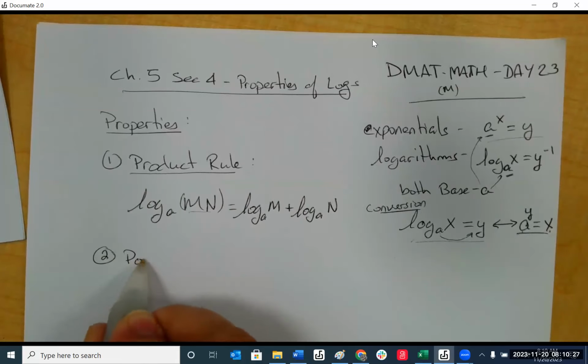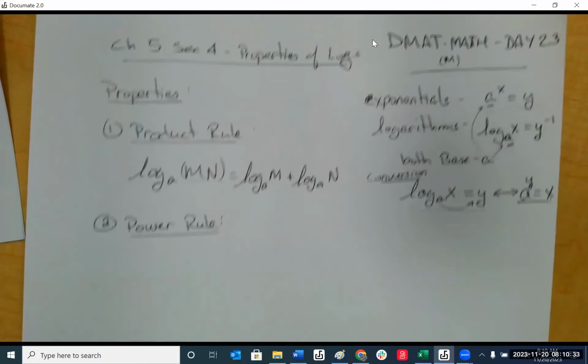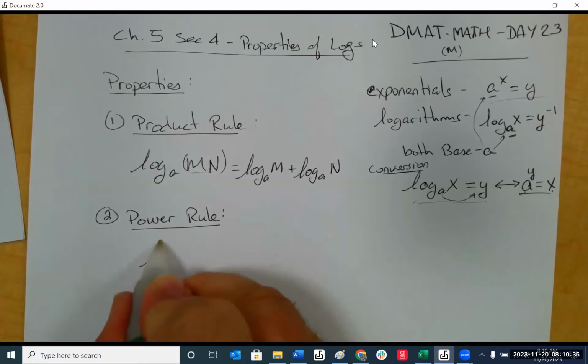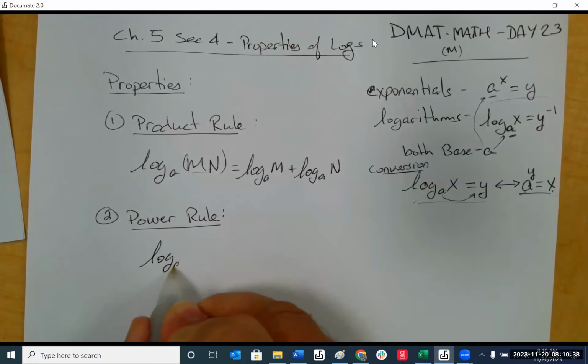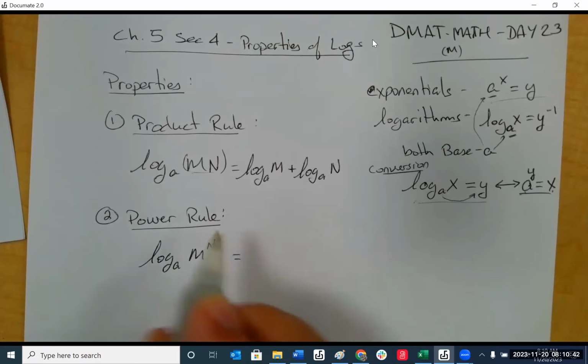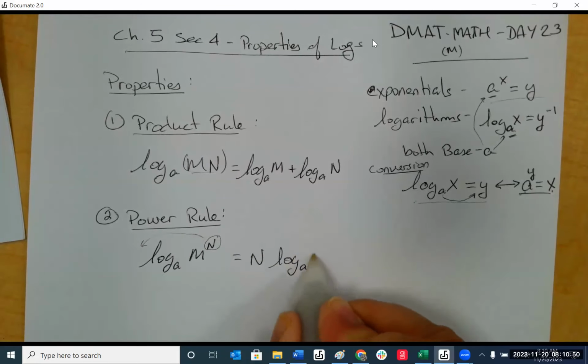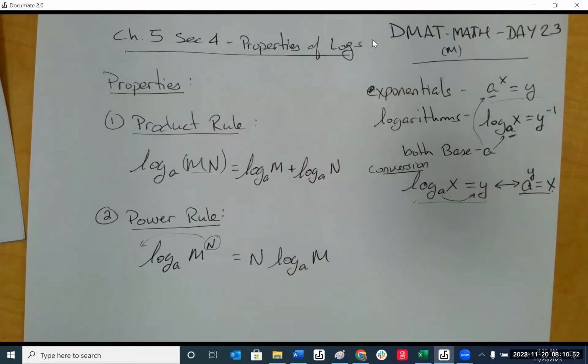The second rule is called the power rule. When you deal with logarithms, you cannot have exponents. So whenever you have an exponent, that just goes out in front. That's why it's called the power rule.